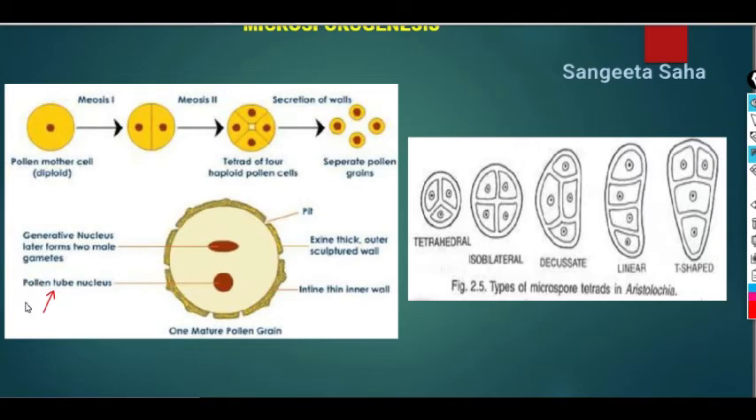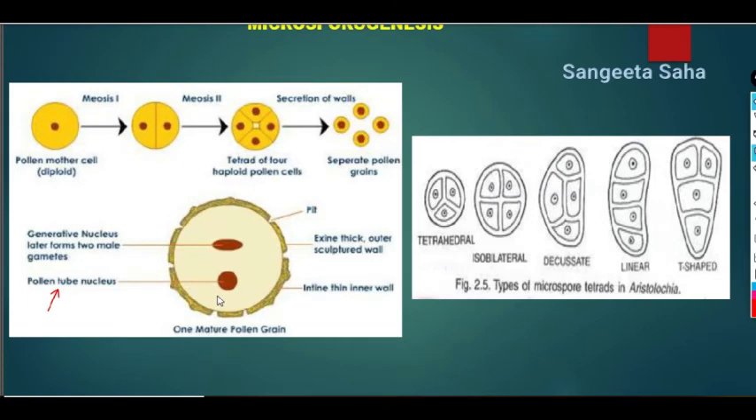And why is it said to be the pollen tube nucleus? Because it results in the formation of the pollen tube later on. The other nucleus formed here is the generative nucleus, which means it generates the male gametes. This pollen grain is generally discharged from the anther at this two-celled stage. However, in some plants, the generative nucleus divides further to give rise to two male gametes before discharge. Then further development occurs, generally on the stigma after pollination.